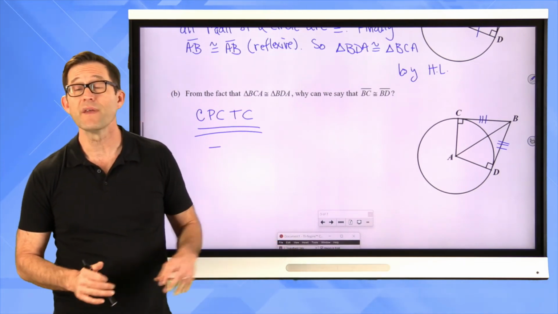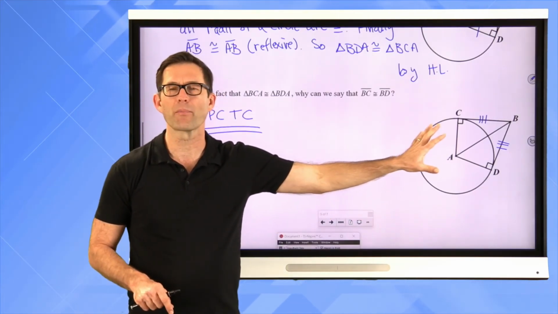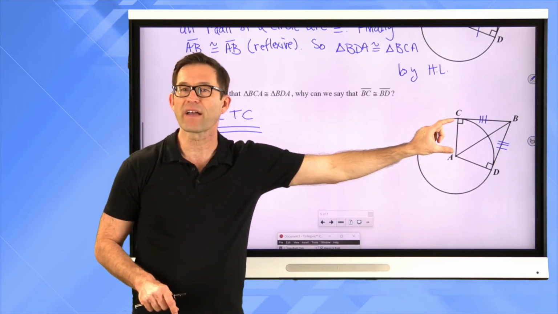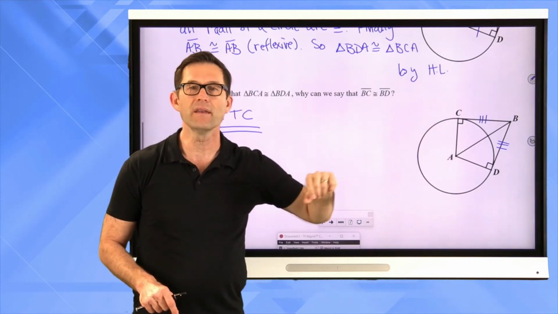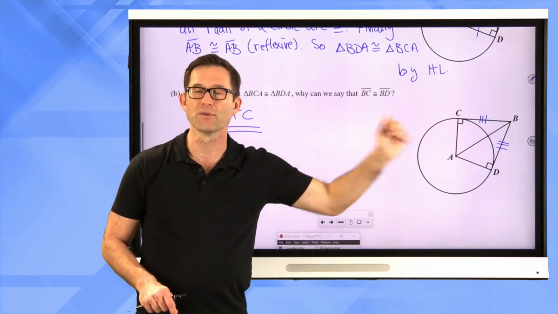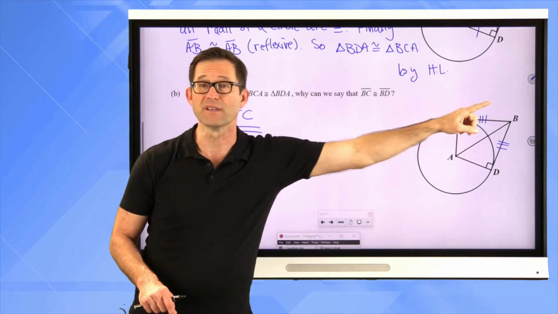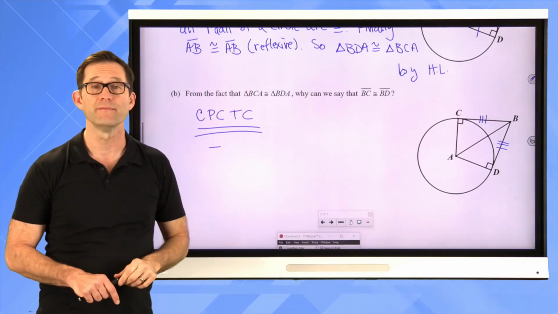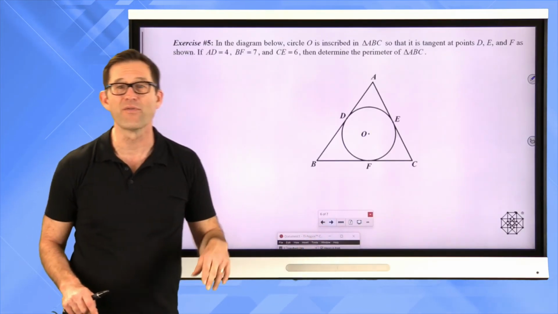And again, it's remarkable, right? The only reason that this is true is because of the beautiful properties of circles and the fact that AC and AD are congruent to each other. If AC and AD weren't congruent to each other, then there would be no way of knowing that this triangle was congruent to this one, and therefore there'd be no reason to know that BC and BD were congruent to each other.